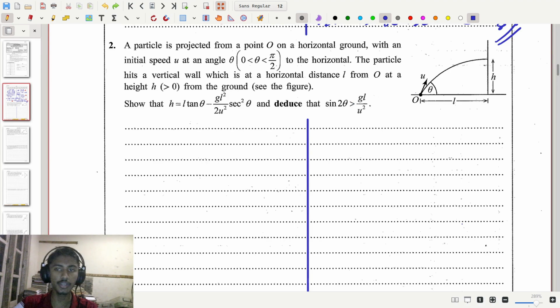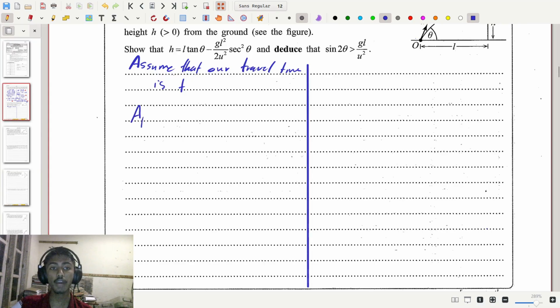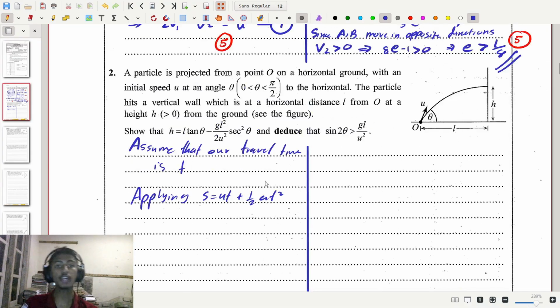Now to start off with this question, what we need to do is to apply s equals ut plus half at squared to this system in both the horizontal and vertical directions. For this, let's assume that our travel time, or we could say flight time, is t. Using this, we can apply s equals ut plus half at squared in both the horizontal and vertical directions to get two equations that we can then use in order to find h and later find this inequality right here.